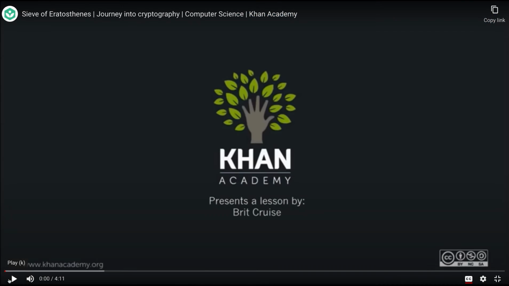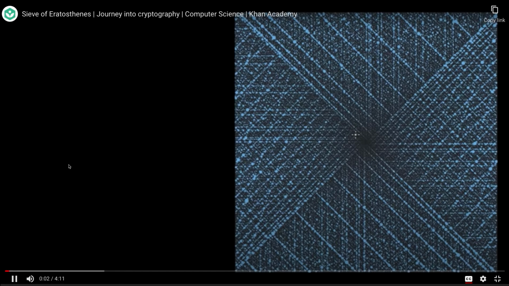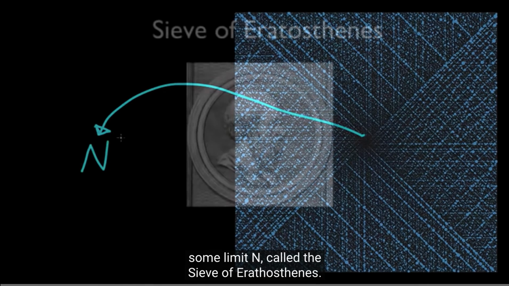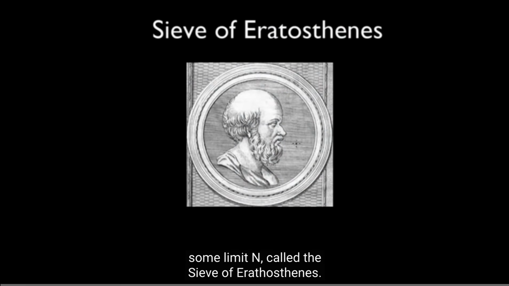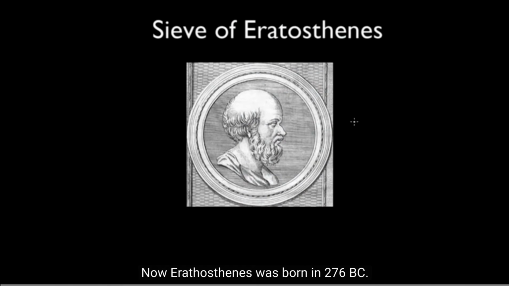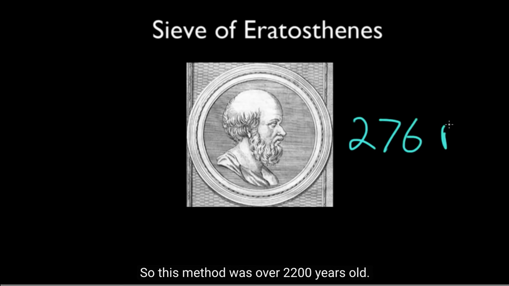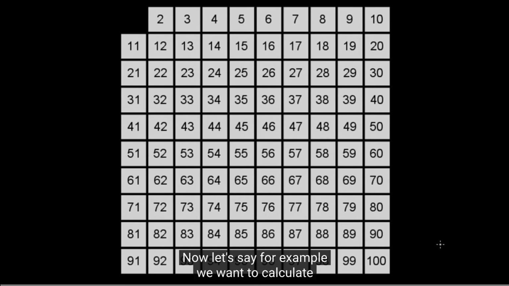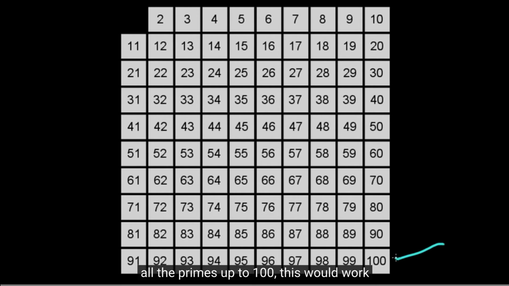Right. Here we go. I'm now going to introduce an ancient method for generating a list of primes up to some limit n, called the sieve of Eratosthenes. Now, Eratosthenes was born in 276 BC. So this method is over 2,200 years old, but it's very simple and elegant, and you could teach it to any child. Let's say, for example, we want to calculate all the primes up to 100, but this would work in the same way if we wanted to calculate up to 10,000 or a billion.